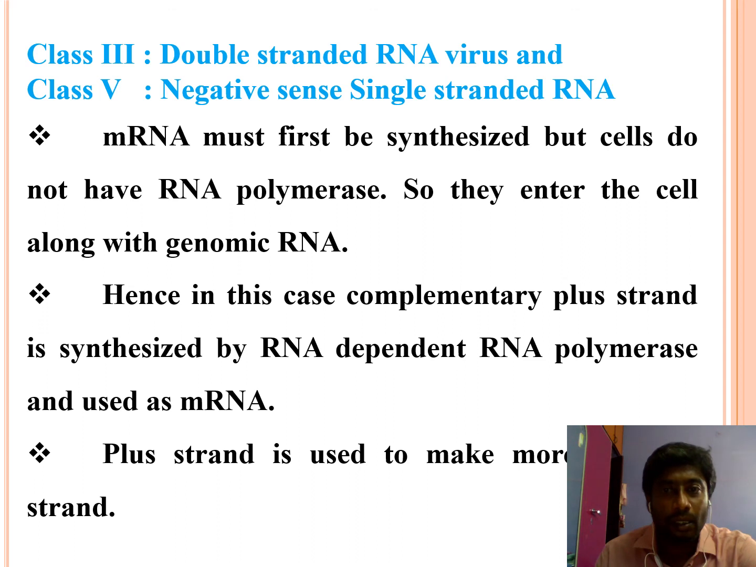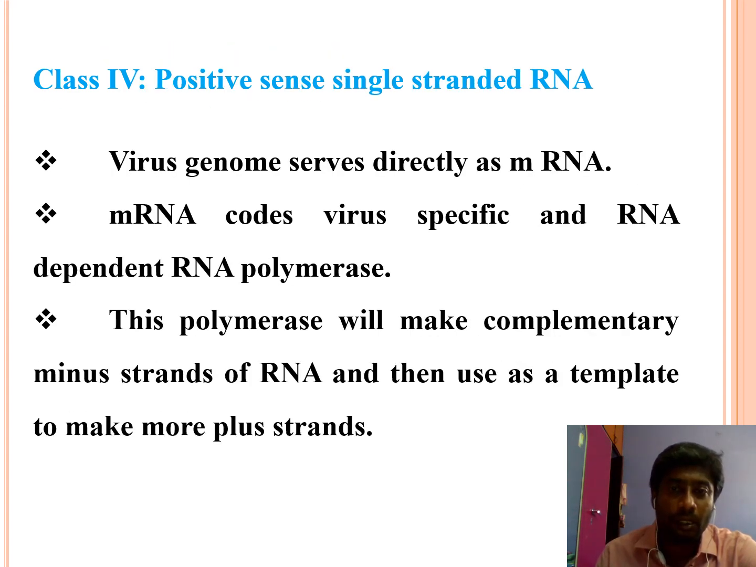Then class 3 double stranded RNA viruses and class 5 negative sense single stranded RNA viruses are similar. mRNA must be synthesized, but cells do not have RNA polymerase, so they enter the cell along with genomic RNA. Hence, in this case, a complementary plus strand is synthesized by RNA-dependent RNA polymerase and used as mRNA. The plus strand is also used to make minus strands. And in class 4 single stranded RNA, the genome serves directly as mRNA. The mRNA codes for virus-specific RNA-dependent RNA polymerase. This polymerase will make complementary minus strands of RNA and then use them as a template to make more plus strands.